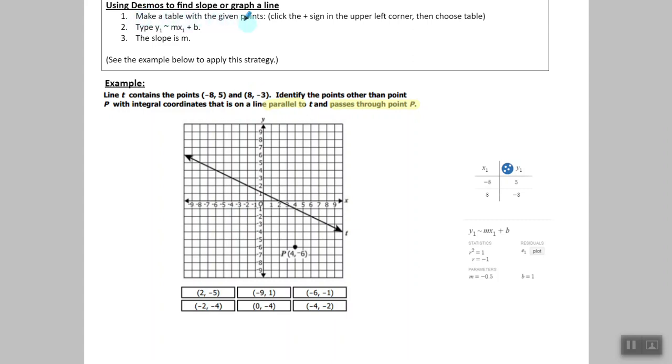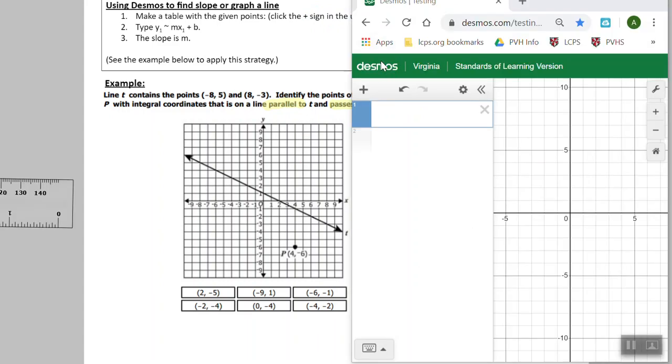Make a table with the given points. It will look like this by clicking the plus sign in the upper left corner and then choosing table. Let's see what that looks like. So I'm in my Desmos calculator. I click the plus sign in the upper left corner and I click table. Now I'm going to type in the points that they gave me: -8, over to the y value, 5, and then go down to the x, 8, and then over to that corresponding y, -3.